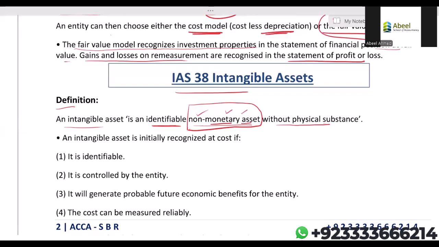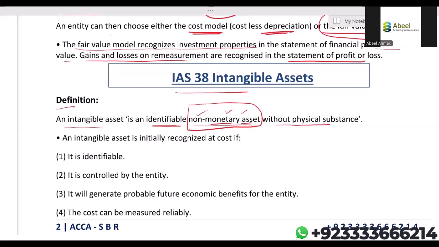So cash is itself a monetary asset. So monetary means where cash is determinable. So the example of monetary asset, I've given you the debtors, your accounts receivable. If I give you an example of a monetary liability, accounts payable is a monetary liability. Bank loan is a monetary liability because we know how much cash we have to pay.